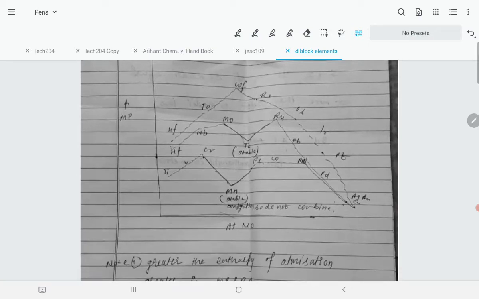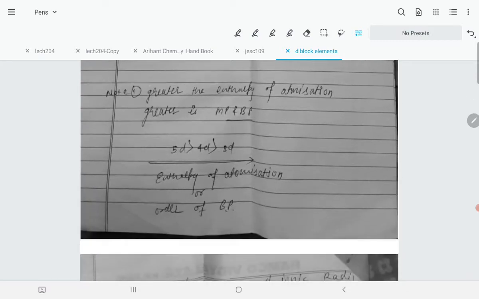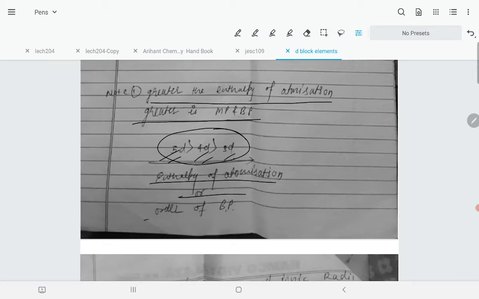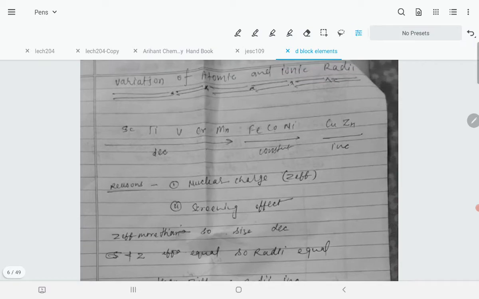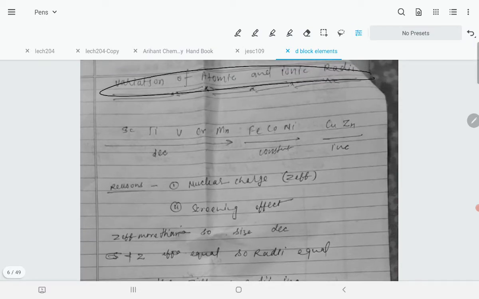About the melting point, students, for the first, second and third transition series: the melting point increases on moving down the group. The greater the enthalpy of atomization, the greater the melting point. 5d melting point is more than 4d, more than 3d. Now the variation of atomic and ionic radii: here the radius is decreasing.